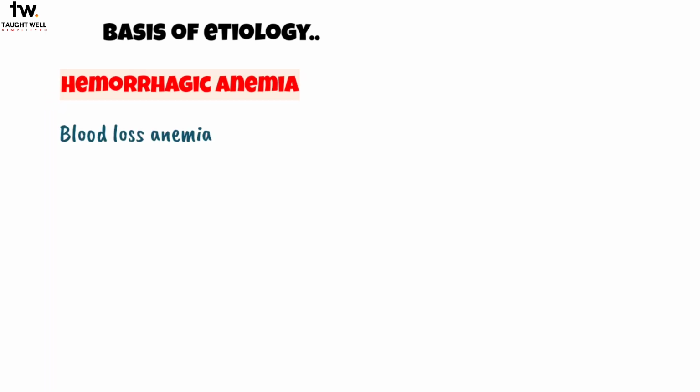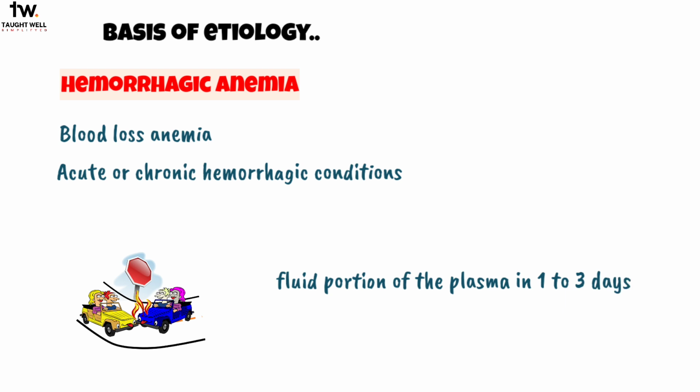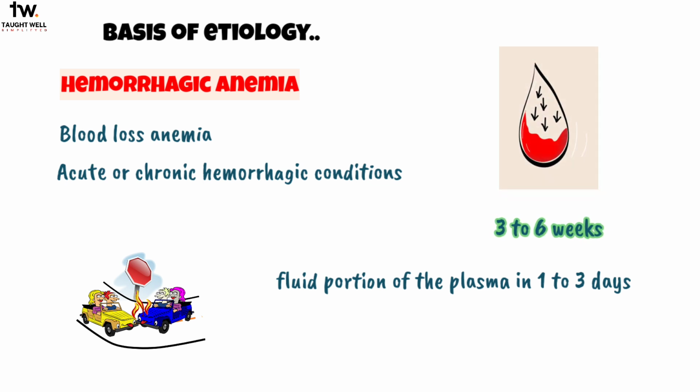This type can occur due to acute or chronic hemorrhagic conditions. Acute refers to a sudden and excessive loss of blood due to an injury such as in a case of an accident. After rapid blood loss, the body replaces the fluid portion of the plasma in 1 to 3 days, but this response results in a low concentration of RBCs. If the hemorrhage is controlled, RBC concentration usually returns to normal within 3 to 6 weeks.